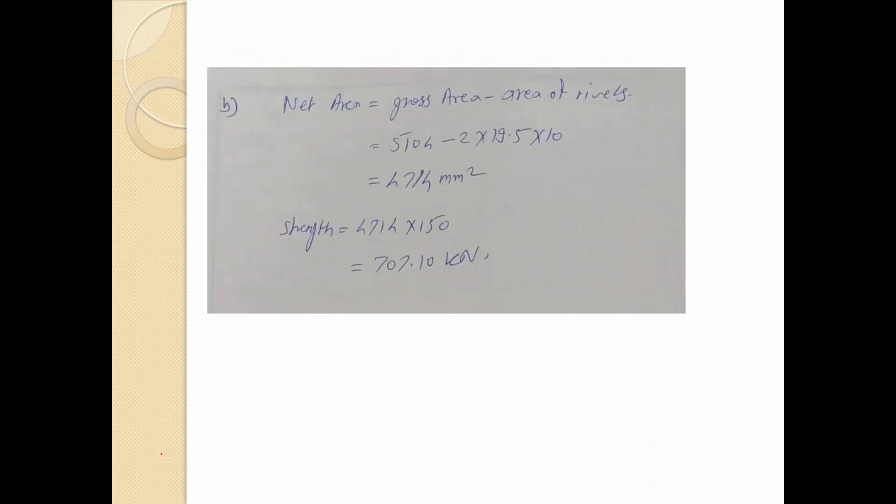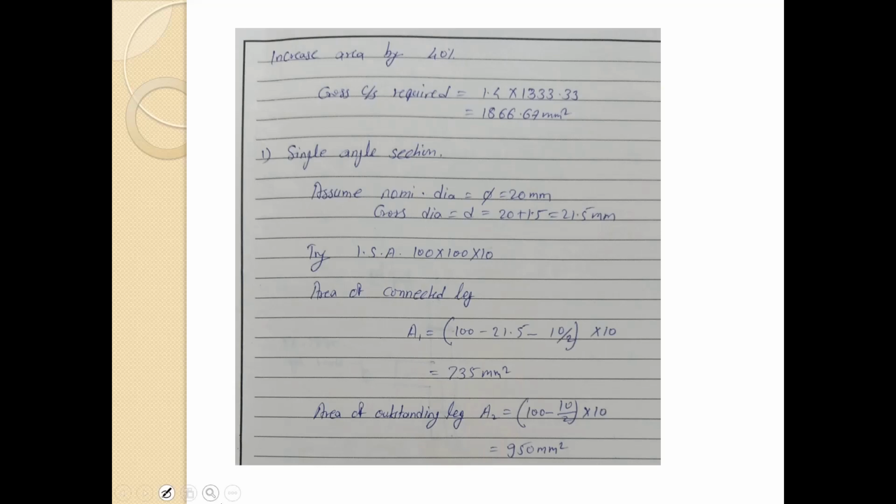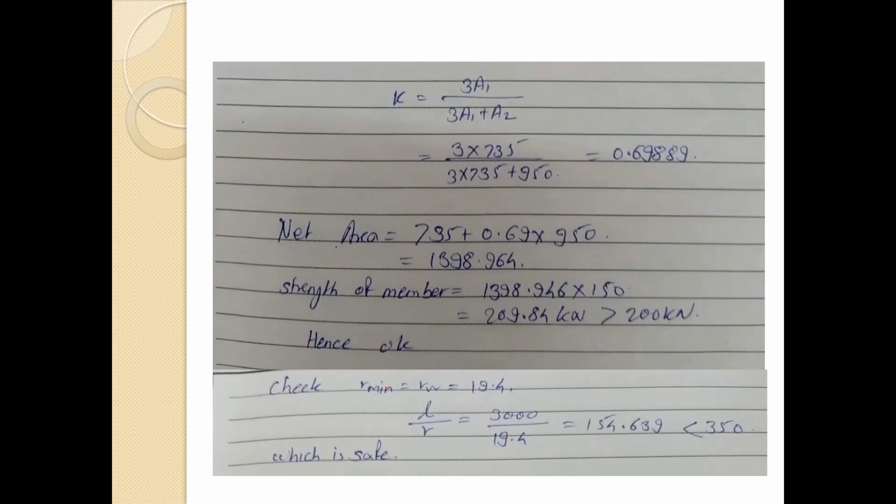So again, moving to the problem. The r_vv is minimum, so we are taking it, that is 19.4. So L divided by r minimum, that is length 3 meter, that is 3000 mm, divided by 19.4, which is 154.639, which is lesser than 350, which is safe.